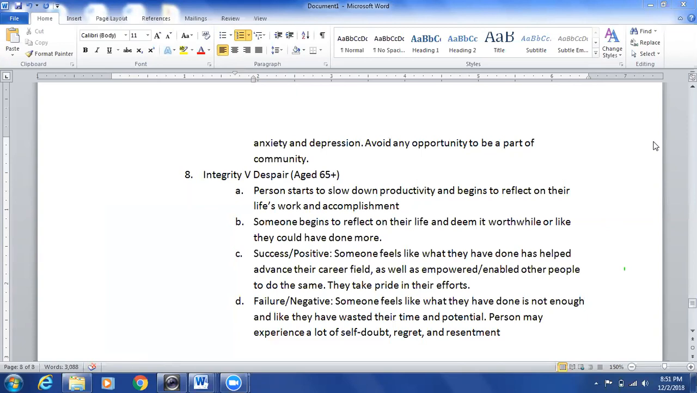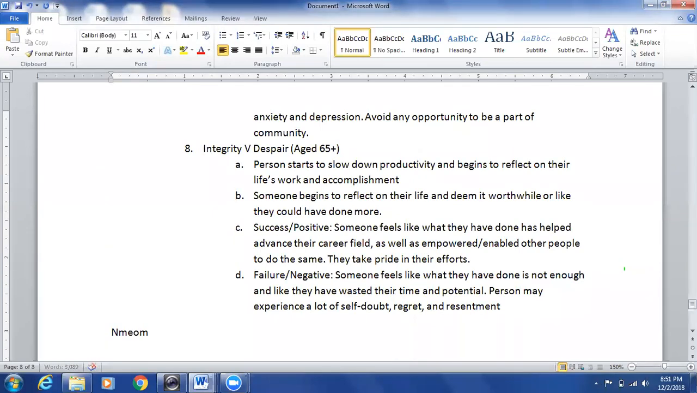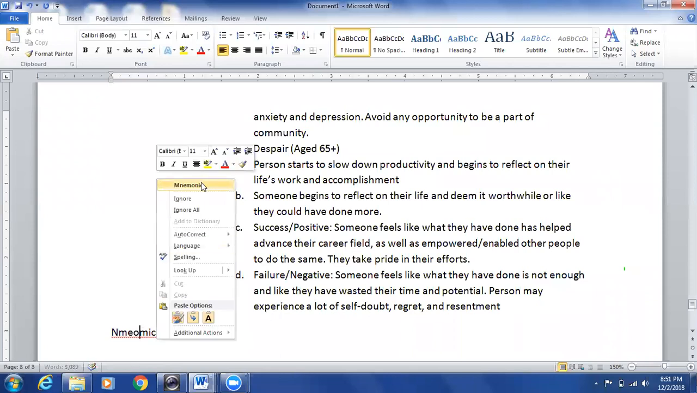So any questions about Erikson's theory? Because I do have a mnemonic to remember all of that stuff. So don't worry about that. Okay. None. Perfect. All right. So then we have the mnemonic. Always mess that up.